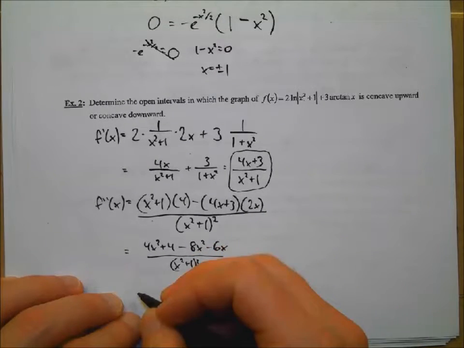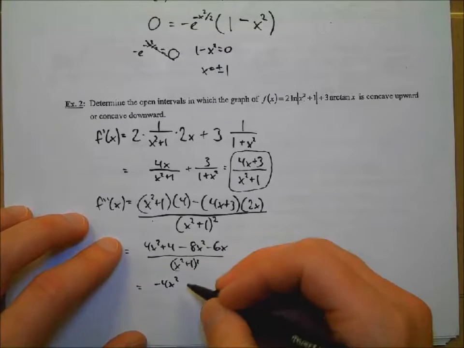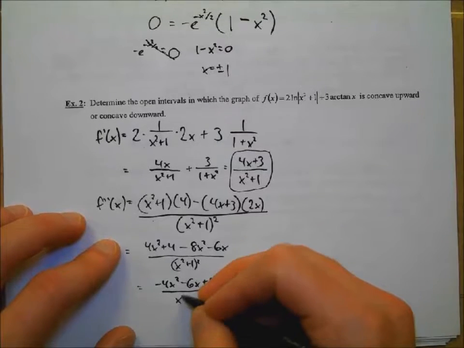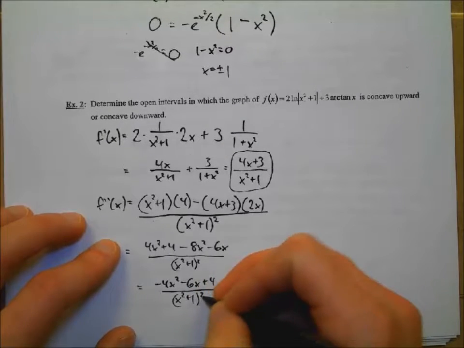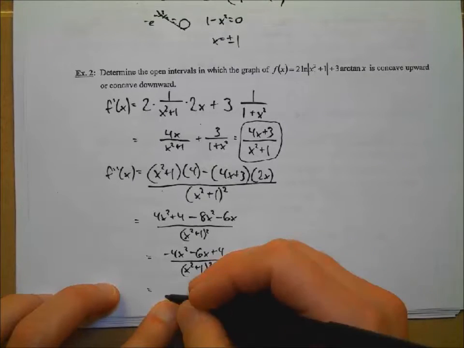Again, we can combine some like terms, though. So with negative 4x squared minus 6x plus 4 all over x squared plus 1 squared. And if you want to, you can factor out a GCF here too. So I'll pull out a negative 2.